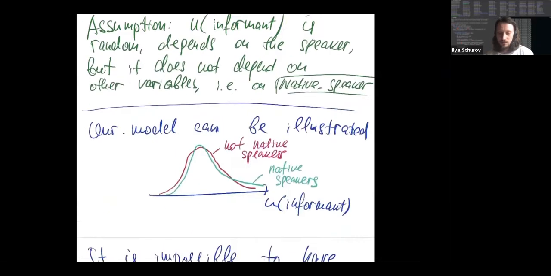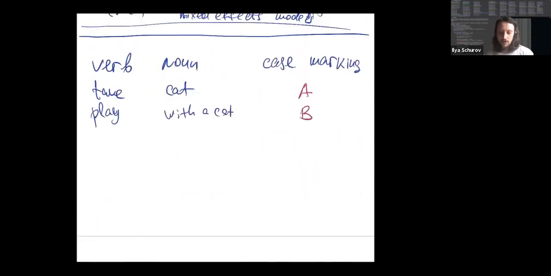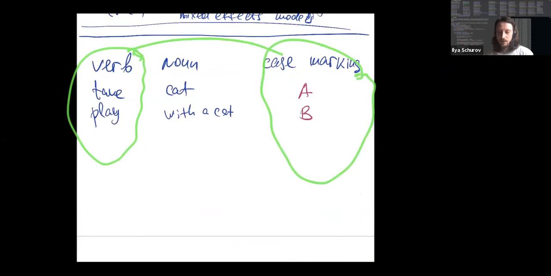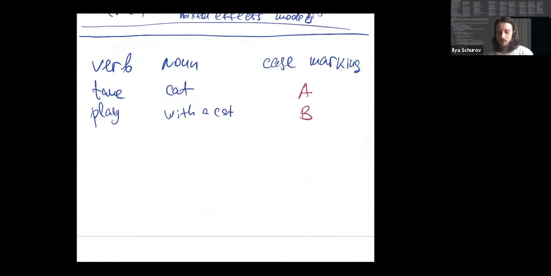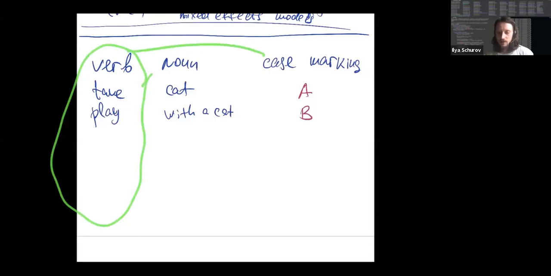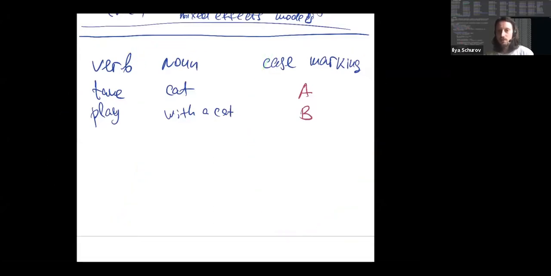So yes, in this case you can do it, but if you have only one verb per row, then you cannot extract any information about the dependence between this verb and, for example, this variable, just because you don't have enough data. Any dependence that we can possibly extract can also be explained by some other random factors that we assume are applied to each row of your data.